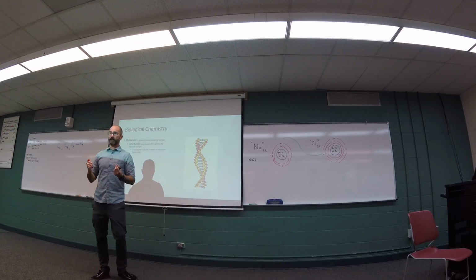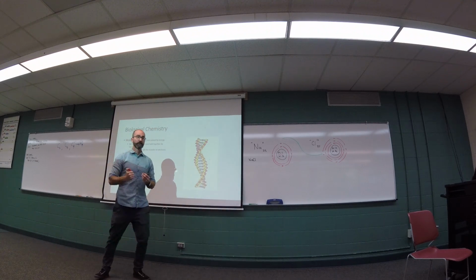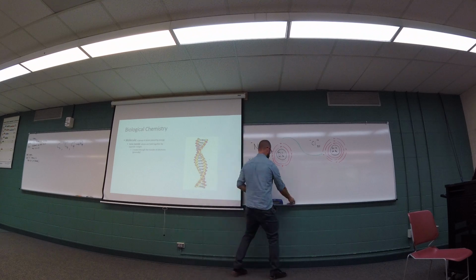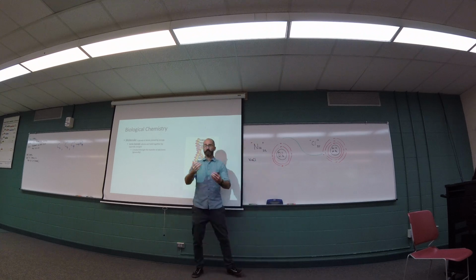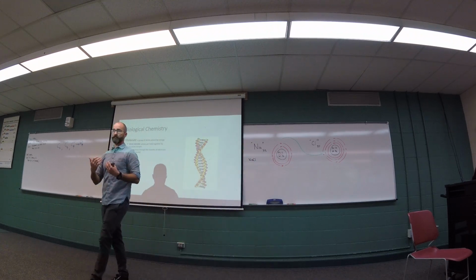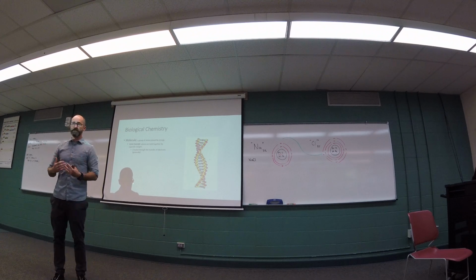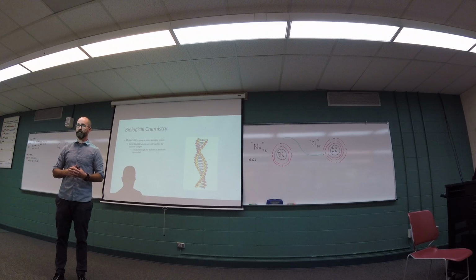How many electrons does it have? It has 1, 2, 3, 4, 5, 6, 7, 8, 9, 10. It has one fewer electron than proton. What does that mean about its charge? Positive. It's got to be positive, right? Because it has more protons.